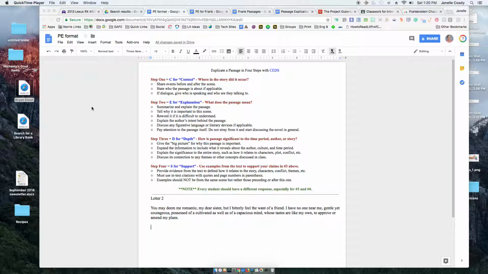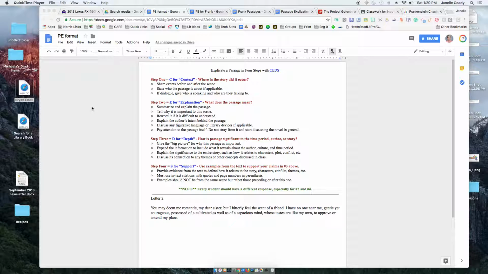I wanted to go over the steps for explicating a passage because there's lots of different ways that you can do it, but I like to use this way because it's very structured and simplified. So you have 4 steps and you get 5 points for each step, so each one is equally important, although some might be easier for you to actually write about.